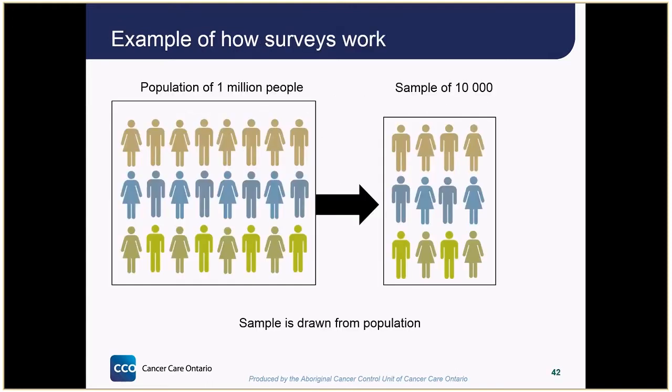Here's an example of how surveys work. Let's say we want to learn about the health behaviors of a population, but there's no way we can speak to everyone in a population of 1 million people. Instead, we'll select a smaller sample of people, let's say 10,000, that is as similar to the whole population as possible. Then we'll give our questionnaire to the sample of people. If we chose our sample well, the responses of the smaller group should be similar to those of the whole.